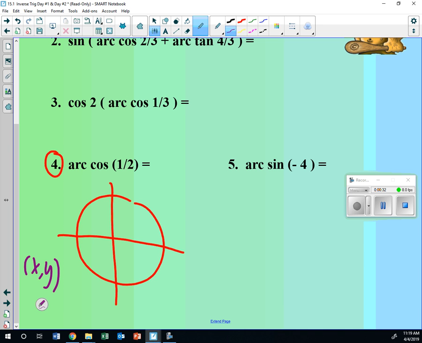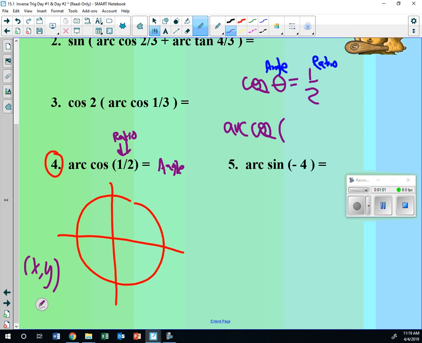the cosine, x or y? X, right? So it says the x's are 1/2. This is the ratio. We're looking for an angle. So let's talk about that. Cosine of theta equals 1/2. So you put in an angle and you get a ratio. So what arc or inverse cosine of something equals something?